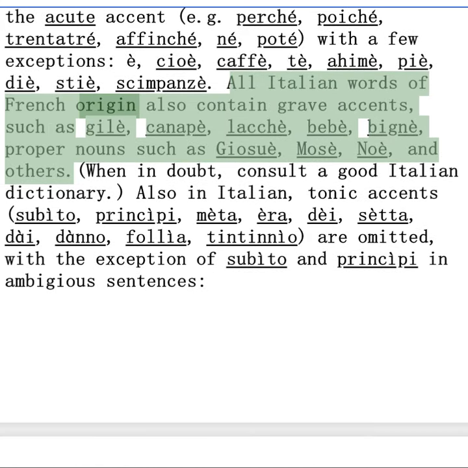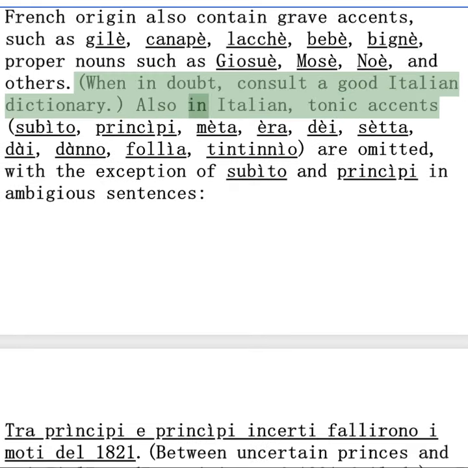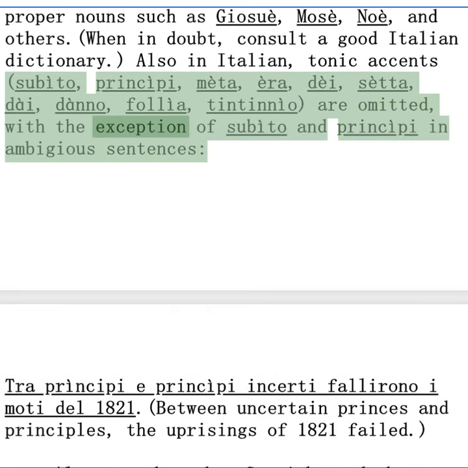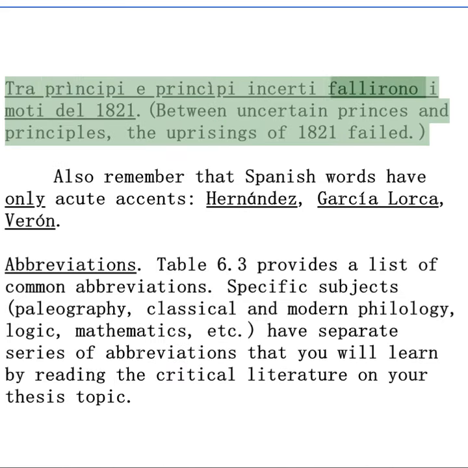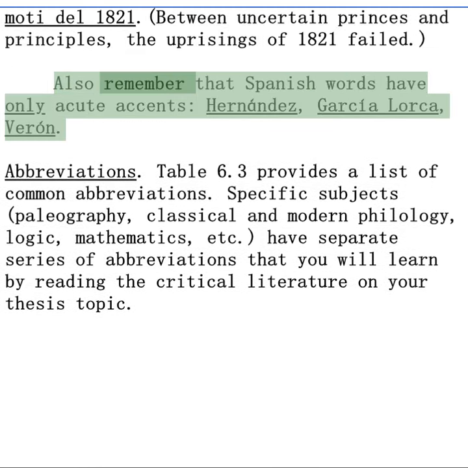All Italian words of French origin also contain grave accents, as well as proper nouns such as Josué, Mosè, Noè, and others. Also in Italian, tonic accents are omitted, with the exception of subito and principi in ambiguous sentences. Also remember that Spanish words have only acute accents: Hernández, García Lorca, Varón.